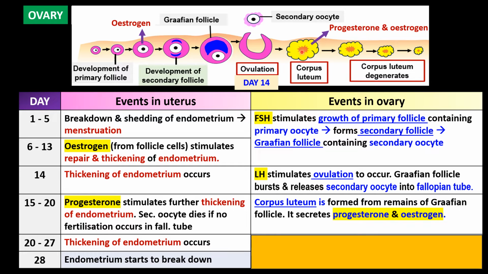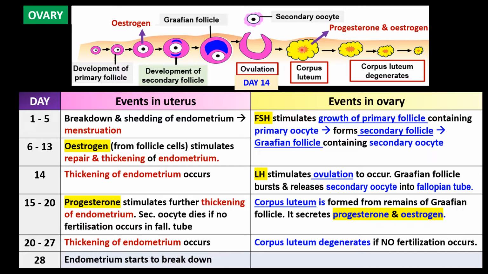So here we see progesterone and estrogen are secreted from the corpus luteum. Now, the corpus luteum will degenerate if there is no fertilization in the fallopian tube. There's no fusion of sperm and ovum. Then the corpus luteum degenerates, it becomes smaller and smaller, and the secretion of progesterone and estrogen from it will also be reduced. So when the levels of progesterone and estrogen are very low, the endometrium will start to break down again, and a new menstrual cycle will occur.